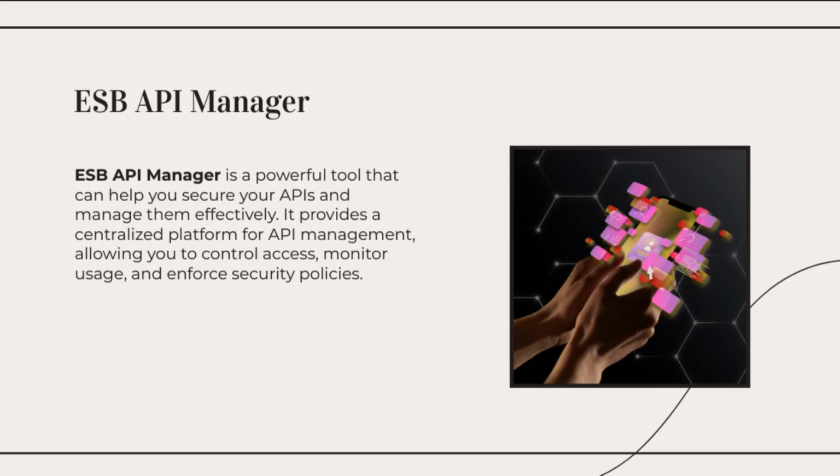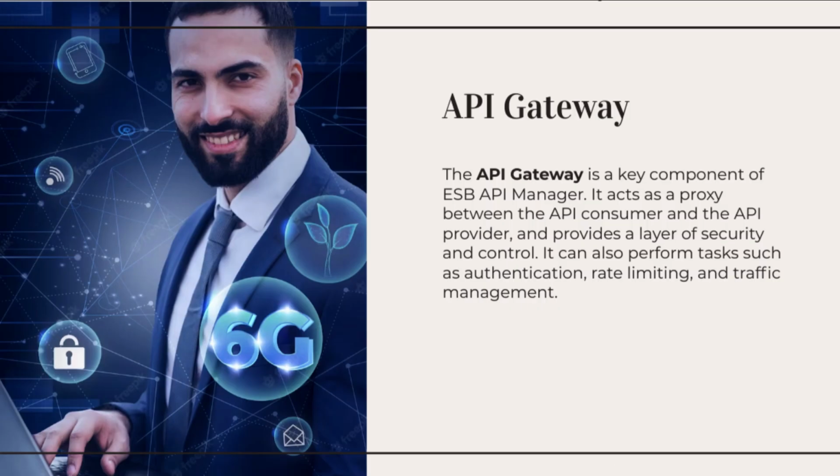3. Encryption and data protection. ESB API Manager supports encryption mechanisms to ensure the confidentiality and integrity of data transmitted over APIs. It enables the use of secure communication protocols such as HTTPS/TLS to encrypt data in transit. Additionally, you can configure policies to encrypt sensitive data at rest or implement tokenization techniques to protect sensitive information.